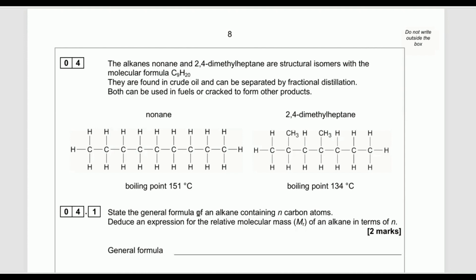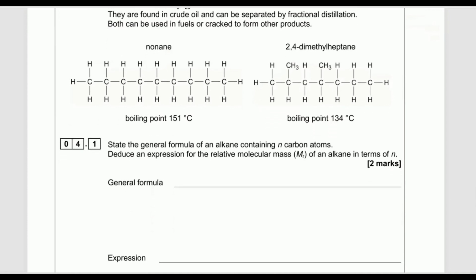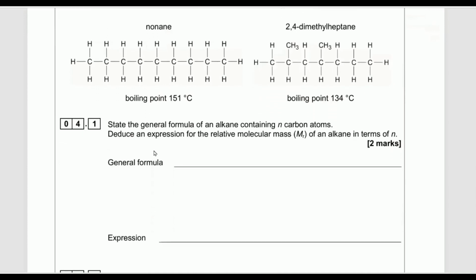4.1, state the general formula of an alkane containing n carbon atoms. Deduce an expression for the relative molecular mass, Mr, of an alkane in terms of n, and it's worth 2 marks. So what we've got to do here, the general formula for alkanes, that is a lovely, easy mark. You think that is AS chemistry, you should know this at GCSE.